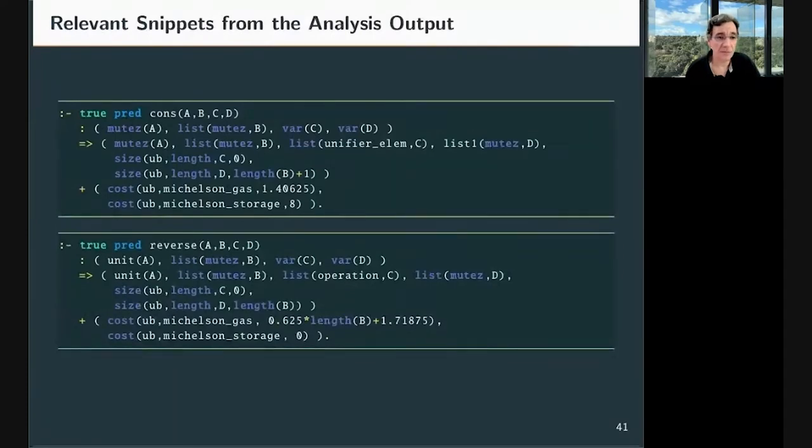And here we see some snippets of the analysis output, with results for cons, which has constant and fixed gas and storage costs, and for reverse, which, as you can see here, has a linear gas consumption. However, for map, the system cannot infer an upper and lower bound since it has no information about the characteristics of the argument that is passed to map.